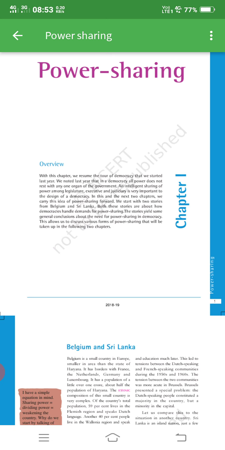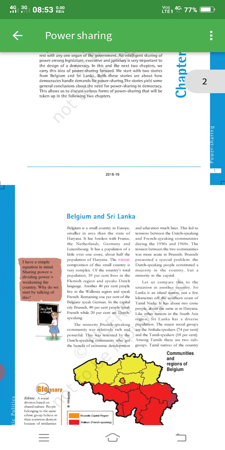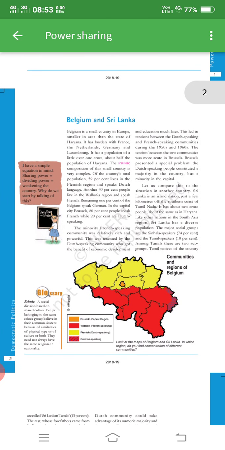Now we are going to read about why power sharing is done, how it is done, and why it's very necessary. In this chapter we are going to read about power sharing in regard to two countries, Belgium and Sri Lanka. We will take the example of these two countries, and then we will understand why power sharing is important and how it should be done.